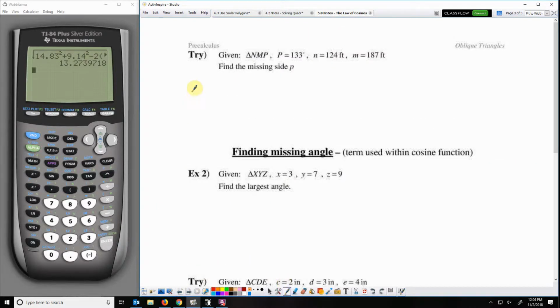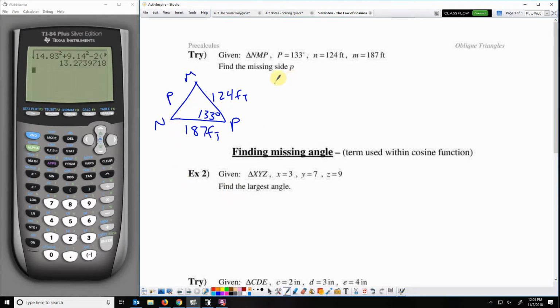Okay, so we'll try another one. Triangle NMP, where P is 133 degrees, clearly not drawn to scale. N is 124 feet, so across from N we've got 124 feet, and side M is 187 feet. Find the missing side P.